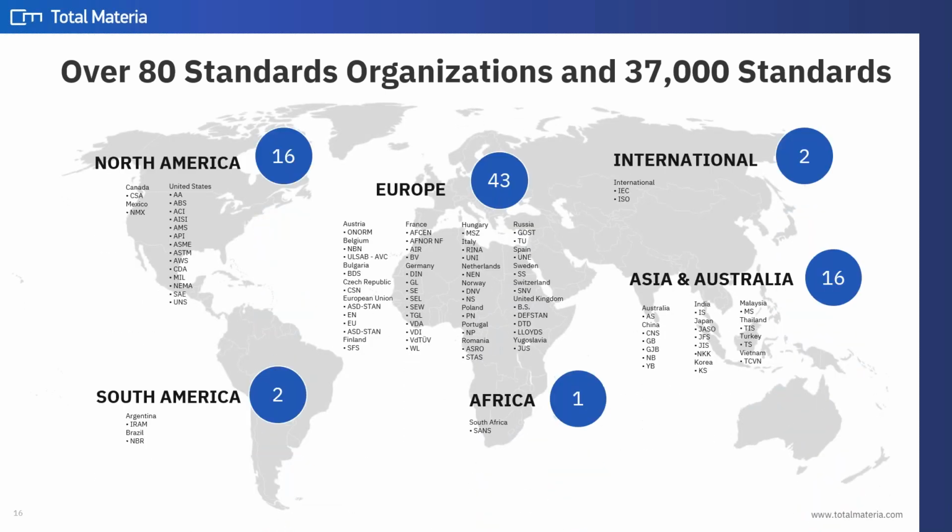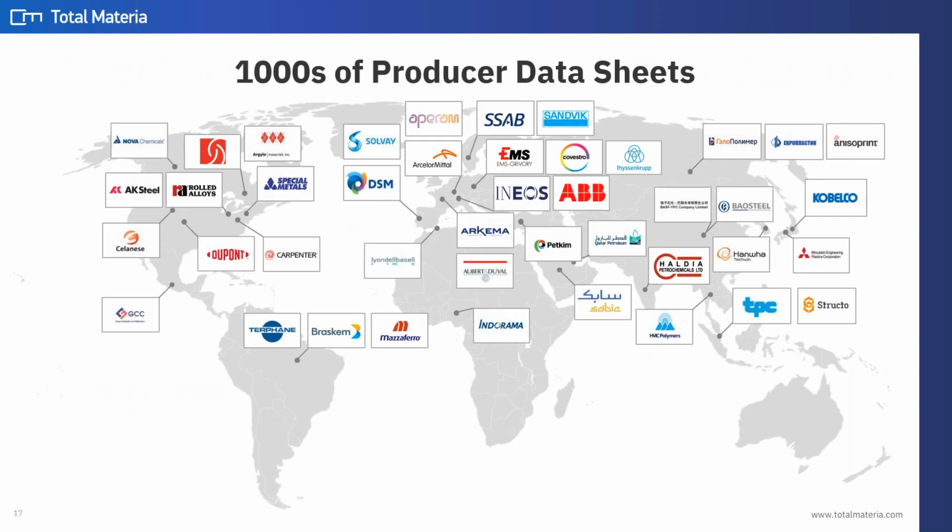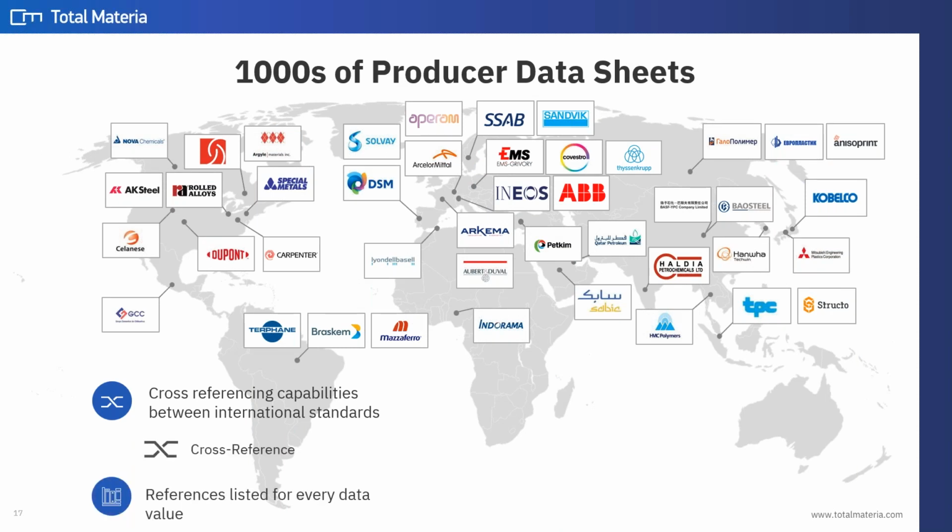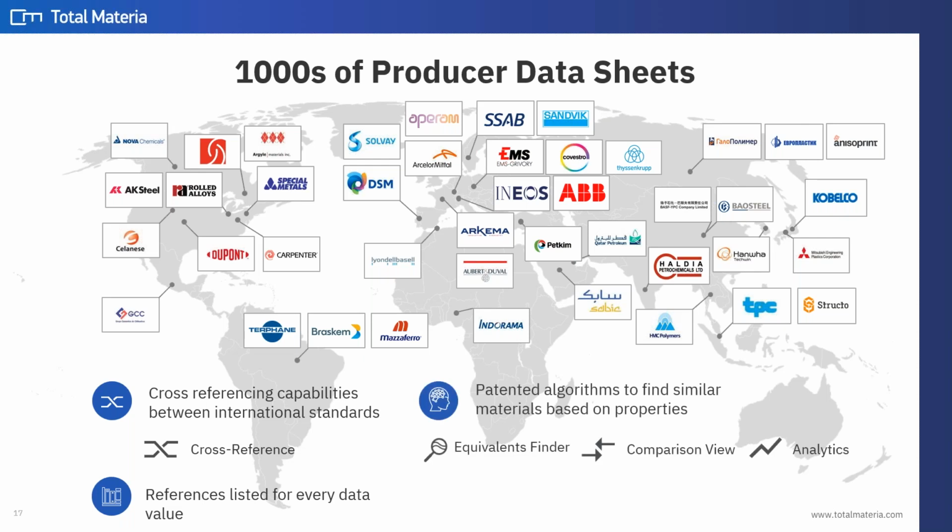We cover over 80 standard organizations around the world, 37,000 different standards, hundreds of different producer data sheets, and all in all, we have cross-referencing capabilities between those international standards, as well as the producer data sheets. There's a reference listed for every data value, so you're never going to wonder where we got this information from. There are patented algorithms to find similar materials based on different properties.